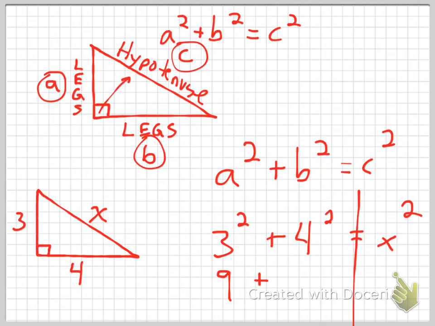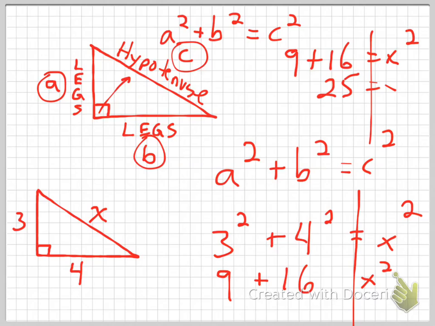9. What is 4 squared? 16 equals X squared. I'm going to move this up here a little bit, so I'm up here again. So it's 9 plus 16 equals X squared. I'm still going down. What is 9 plus 16? 25 equals X squared. Now here's the deal. This is the part that I haven't taught you yet.